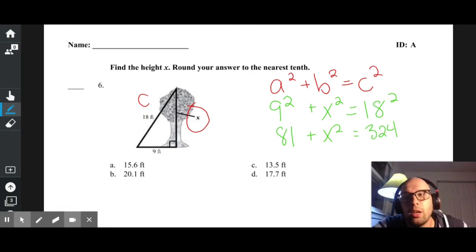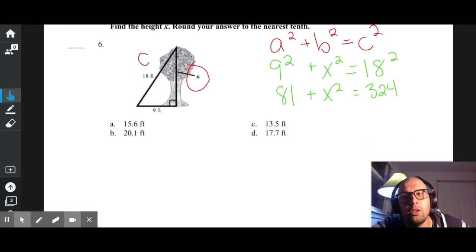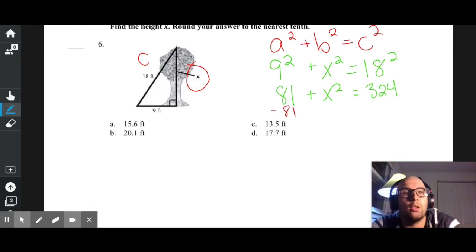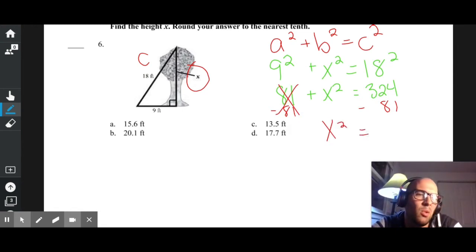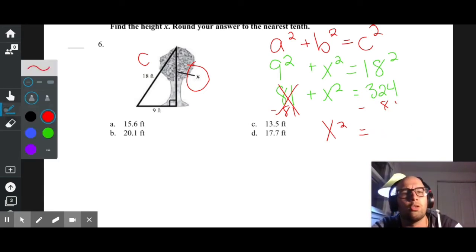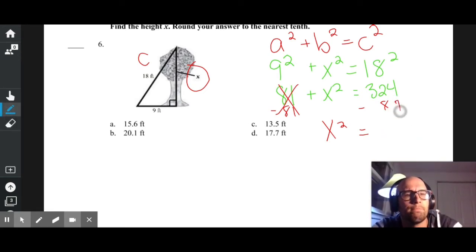Is x all by itself? No. What's in the way? 81. Let's get rid of you. Minus 81, minus 81. 324 minus 81, I believe, is 225. Right? No, 245. I knew that didn't look right. That would have been nice if it was 225. I guess wishful thinking. What did I say? 245? Or is it 243?